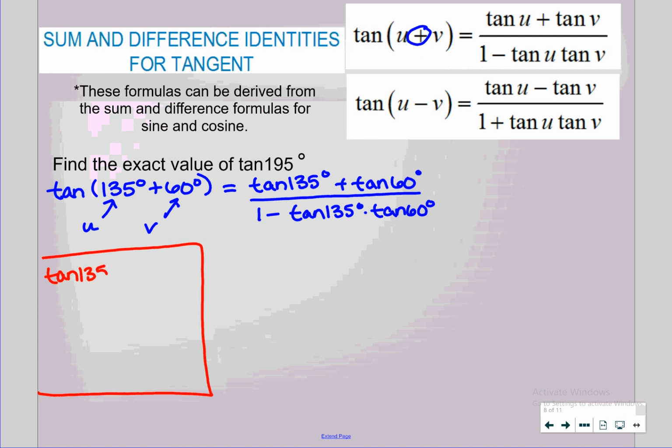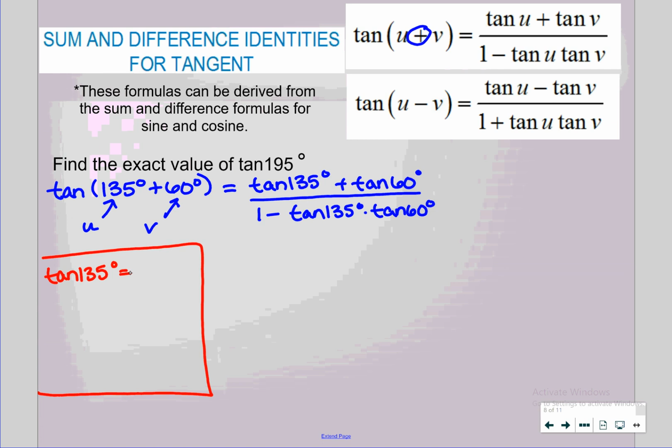Tangent of 135. So 135 is in quadrant 2. It's my 45-degree reference angle. If I divide y over x, what do I get there? We have forgotten our units. Okay, so here's 135. Yeah, the rad 2 over 2s. One's positive, one's negative. Divide and it's -1. That's one we should be able to do in our head.